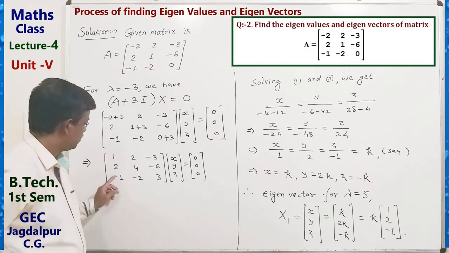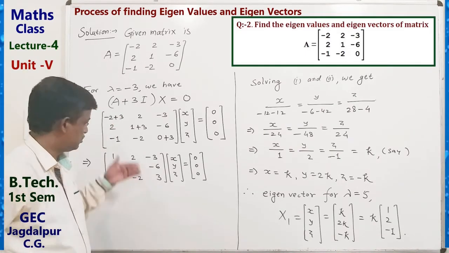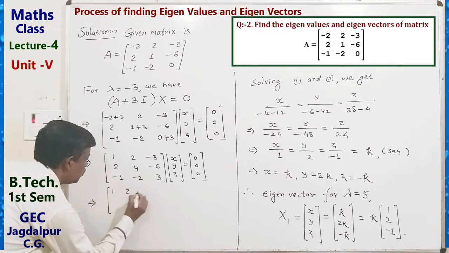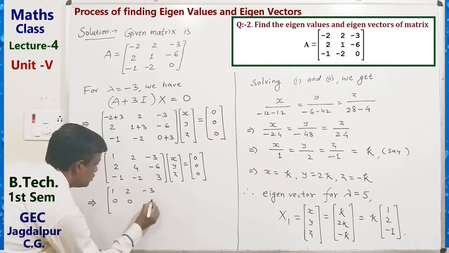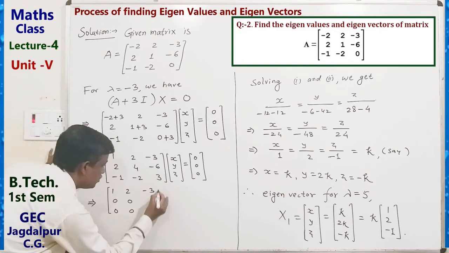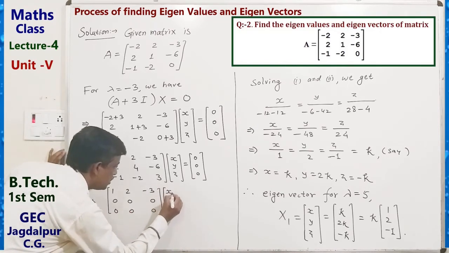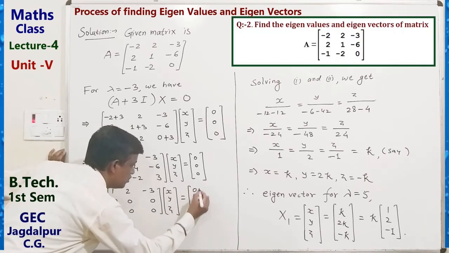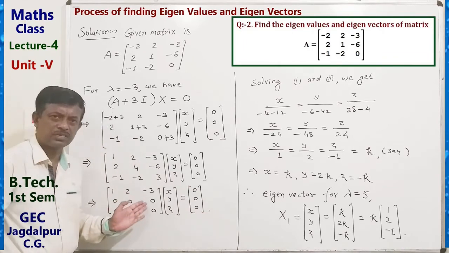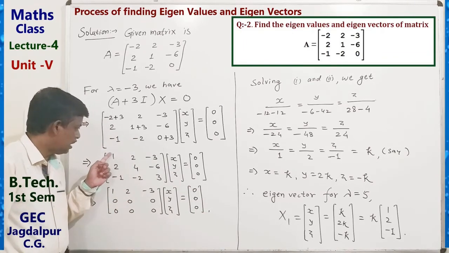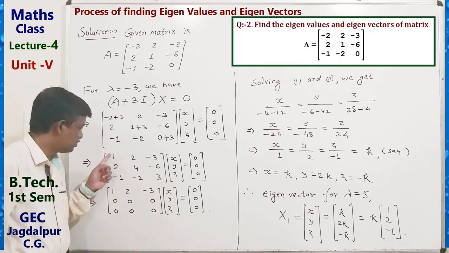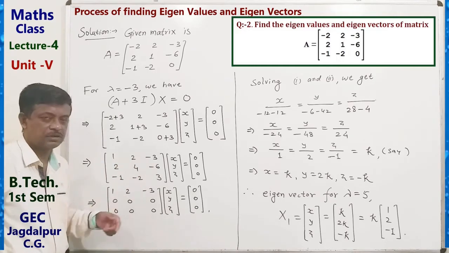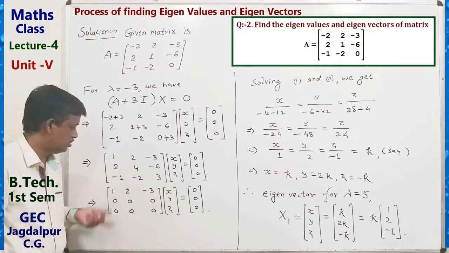We can make these rows 0 by using this. So we can also write it like this: 1 2 minus 3, 0 0 0, 0 0 0, times x y z equals 0 0 0, by suitable row transformation, because adding this to here gives 0, 2 times of this subtracted from here gives 0, minus 6 is subtracted from minus 6 gives 0, so 0 0 0 like this.